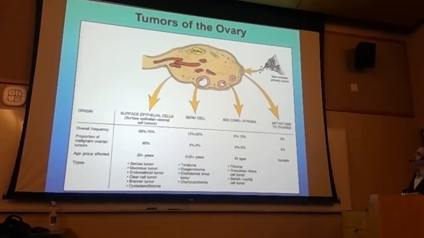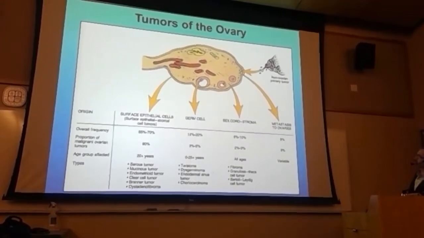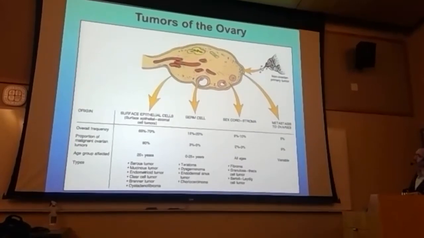Okay, here we have a little depiction of the ovary. Again, you can see some of the different components. You can see the medullary area here. There's a cortical region. Okay, we've got the different types of cells that you find in these different regions.